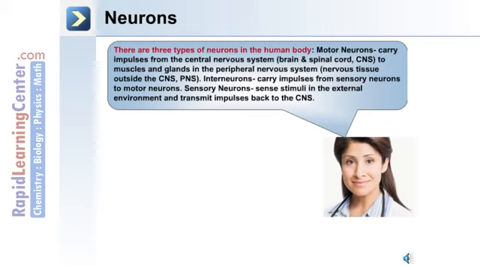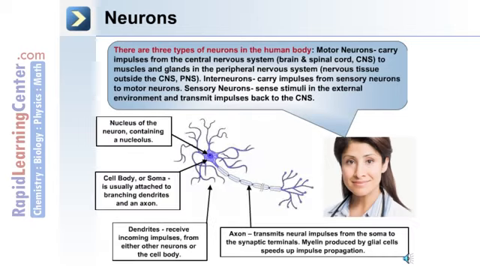There are three types of neurons in the human body: motor neurons, interneurons, and sensory neurons. Motor neurons carry impulses from the central nervous system to muscles and glands in the peripheral nervous system. Interneurons carry impulses from sensory neurons to motor neurons. And sensory neurons sense stimuli in the external environment and transmit this information in the form of impulses back to the central nervous system.